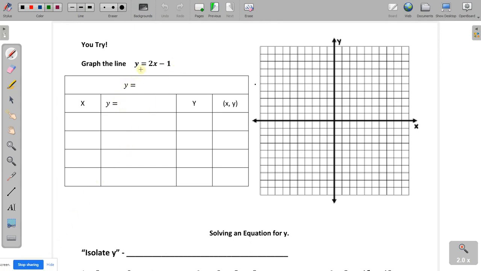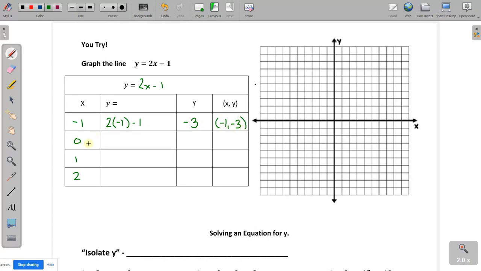So we have the equation y equals 2x minus 1. Let's substitute in some x values. I'm going to do -1, 0, 1, and 2. Substitute them in. 2 times x, but we have -1. 2 times -1 is -2, minus 1 is -3. So we have the point -1, -3.